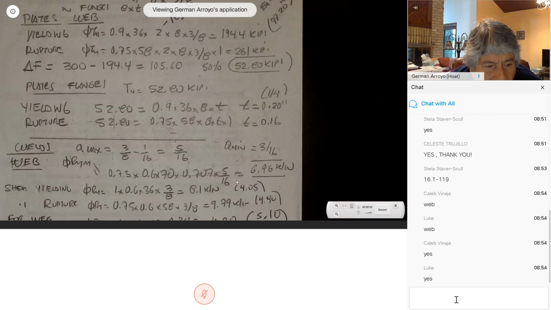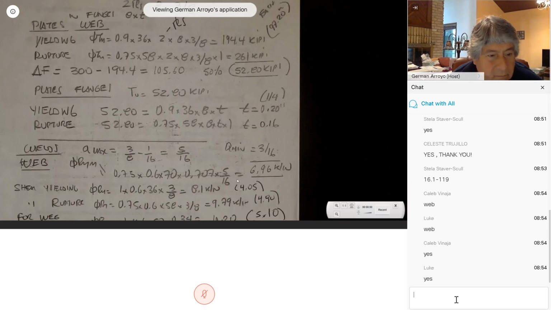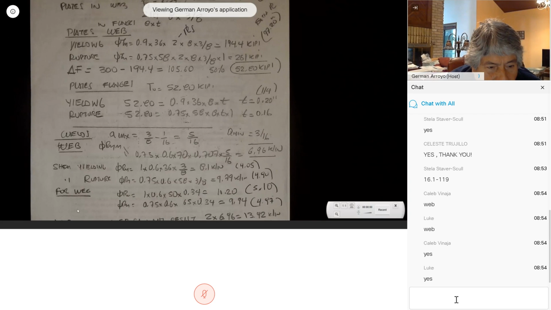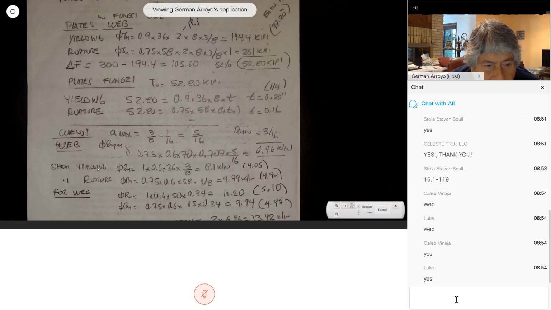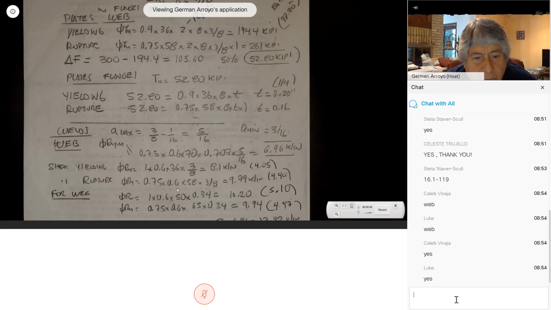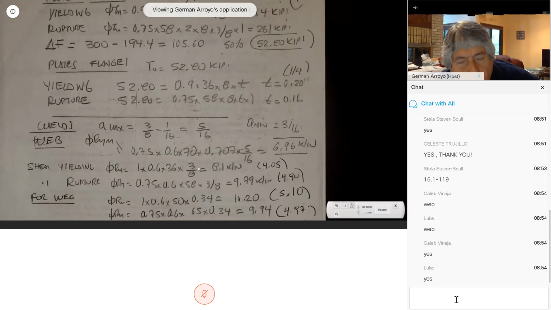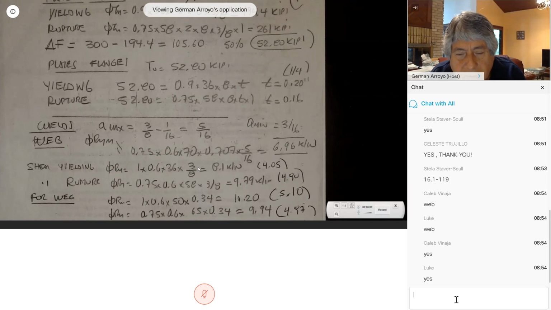So what I did next, I did the shear yielding and the shear rupture for the plate. So we are no longer doing tension, we're doing shear. Whenever we do the weld, don't forget we compare the capacity of the weld per inch with the shear yielding per inch and the shear rupture. The smallest number will control our design.